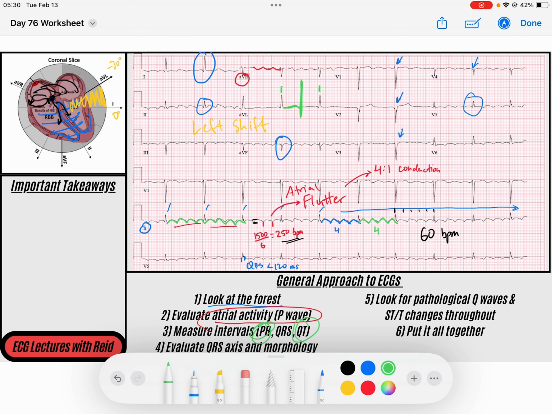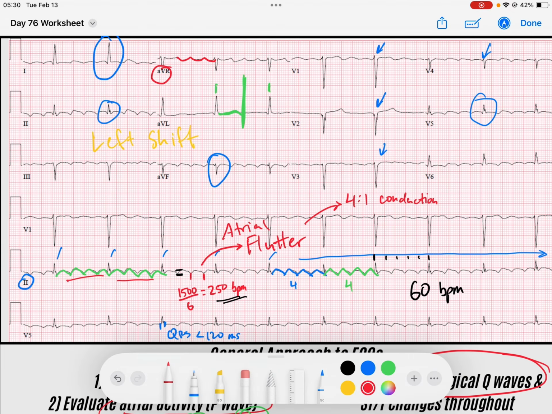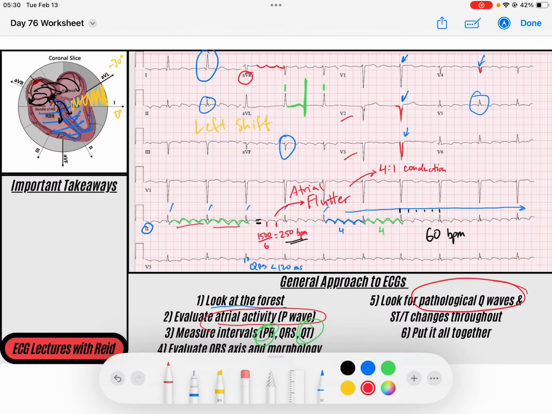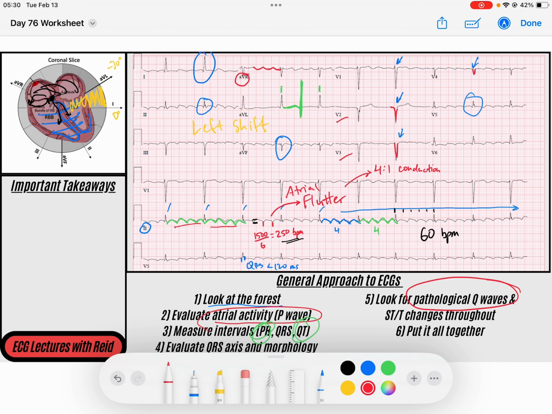So now back to this idea of my left axis shift. When I look for pathological Q waves, you notice here that in V2, V3, I've kind of lost a little bit of those positive forces. And so there's even just a little bit of an R wave there, but I would say there's a pretty high chance that this person maybe had a prior anterior MI. Why do I say that?